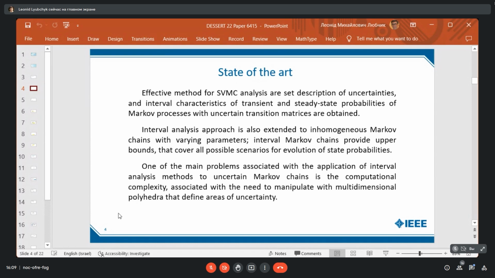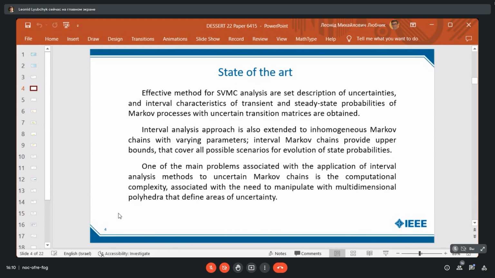It may be a non-homogeneous Markov chain with variable parameters, or an interval Markov chain, which provides us the upper and lower bounds of probabilities and covers all possible scenarios for the evolution of state probabilities. One of the most important and interesting problems associated with the application of interval analysis methods to uncertain Markov chains is connected with computational complexity, because interval mathematics, from the computational point of view, is a very difficult mathematical approach, because it is connected with transformation of multidimensional geometric objects.